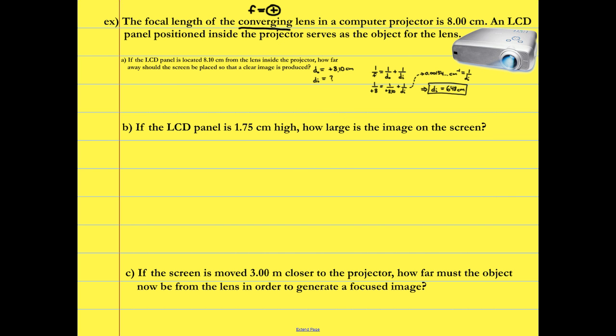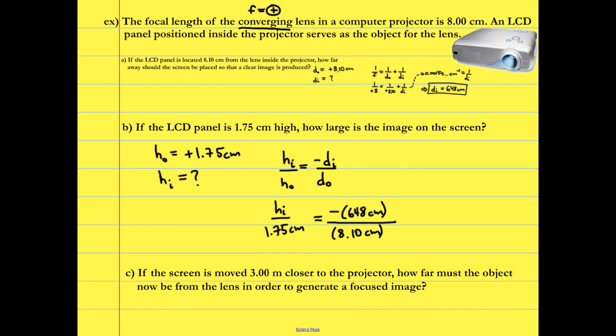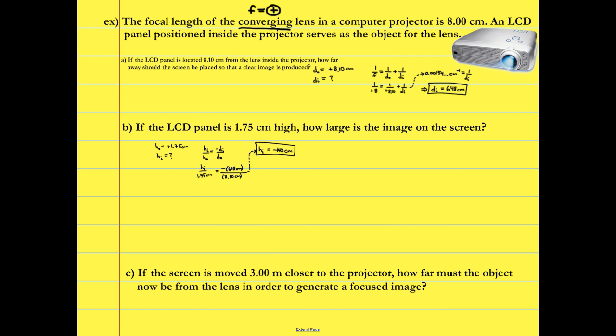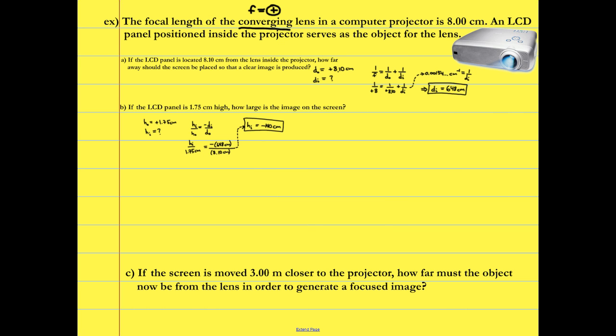So if the LCD panel is 1.75 centimeters high, how large is the image on the screen? So we're given here the object height is 1.75 centimeters, and the image height is what we want to find out. So we'll start with this equation on our formula sheet and plug in what we know. We have the object height, 1.75 centimeters. The image distance is 648 centimeters. The object distance is 8.10 centimeters. So we'll multiply 1.75 by both sides, giving us the image height of 140 centimeters.